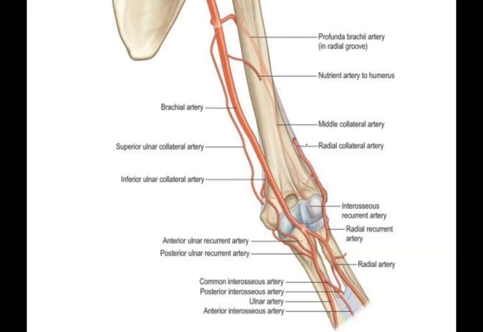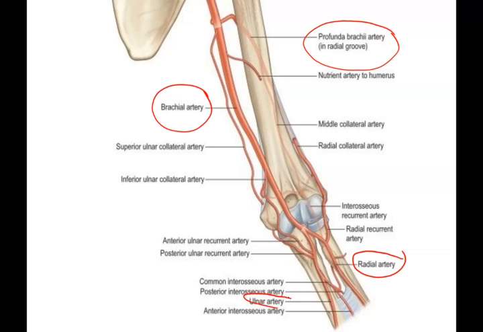As I said before, the brachial artery gives off the profunda brachii artery, or the deep artery of the arm, which is the one that passes with the radial nerve in relation to the radial groove. You know that. Then the brachial artery continues down and divides into its two terminal branches, the radial artery and the ulnar artery.